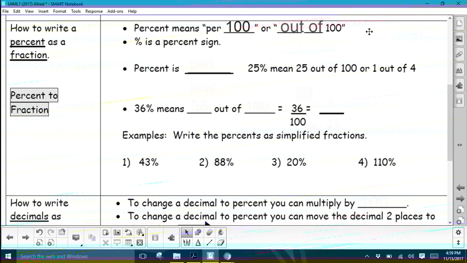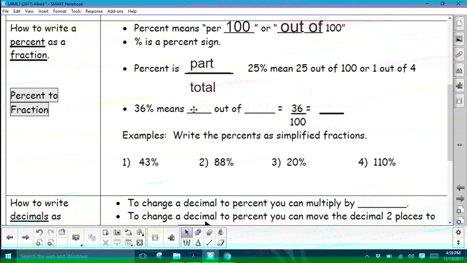So when you're reading percentages, you should always read them as 25 out of 100, 25%. This little symbol right here is what we call a percent sign. Okay, a percent represents a part out of a total. 25% means 25 out of 100, or like we said earlier, simplified, 1 out of 4.